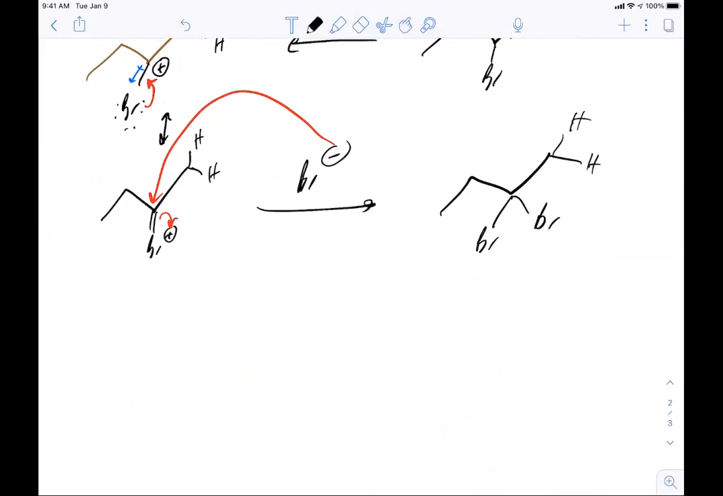Okay, questions about hydrohalogenation. So regioselectivity is just like we saw with alkenes.